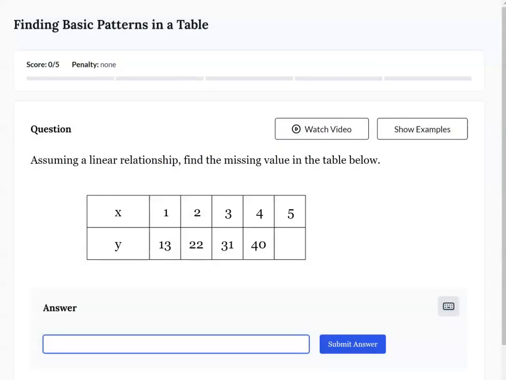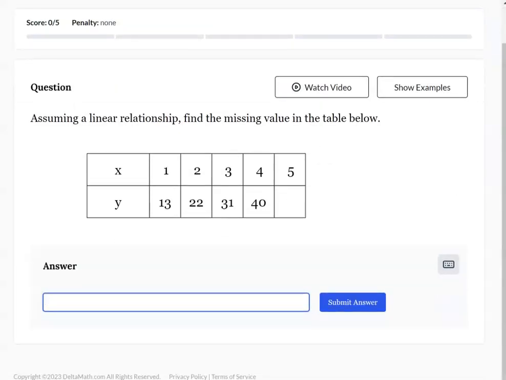Let's take a look at the next topic. This one asks you to find some basic patterns in a table. So you notice here that my x's are going by 1s, and I have to do some math here to figure out what's going on with my y's. So I know that 13 to 22 is definitely getting bigger, 22 to 31 is definitely getting bigger, and 31 to 40 is definitely getting bigger.